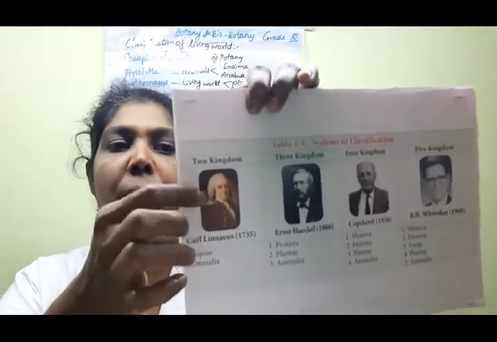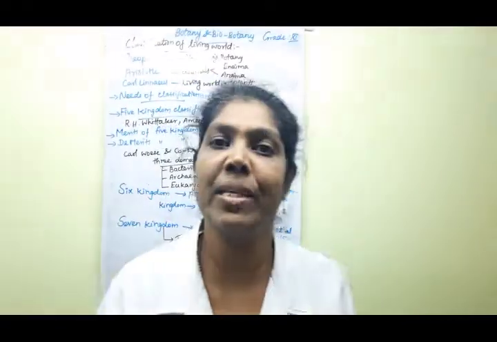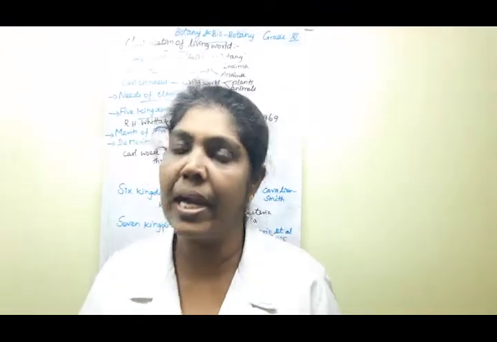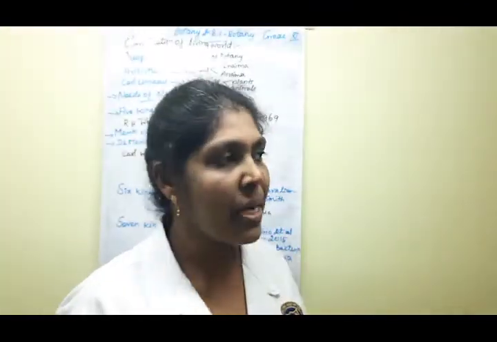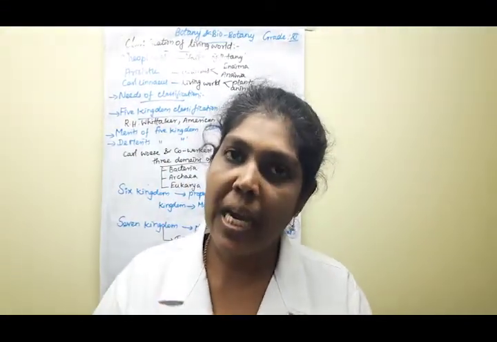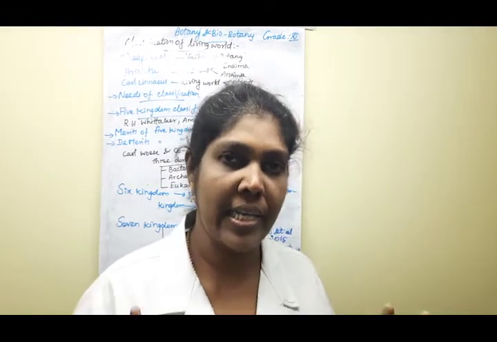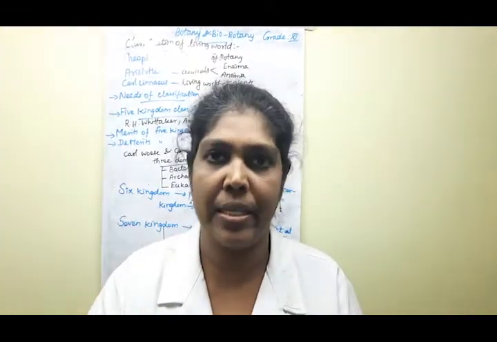Understood, ma'am? But in the classification that this person made, there were some drawbacks. The drawbacks are mentioned in two points. Clear? One is that prokaryotic and eukaryotic organisms were placed in the same category, the same kingdom.